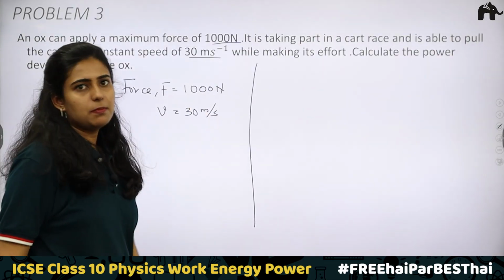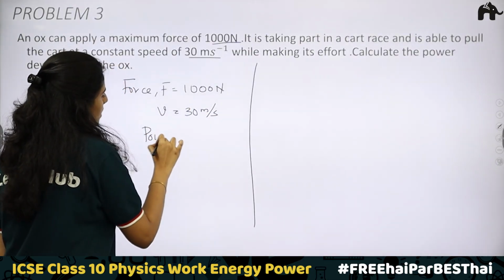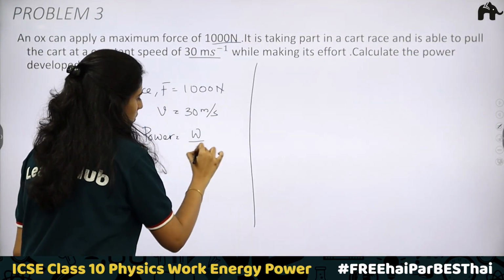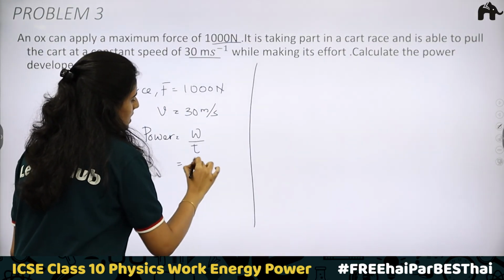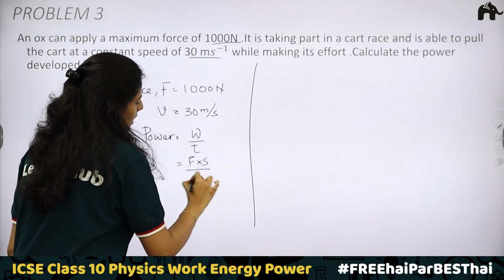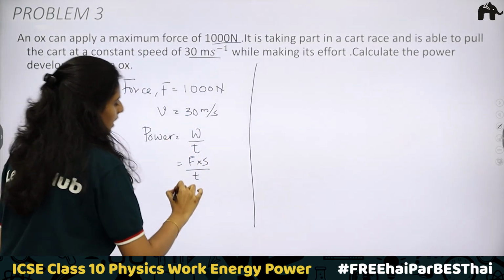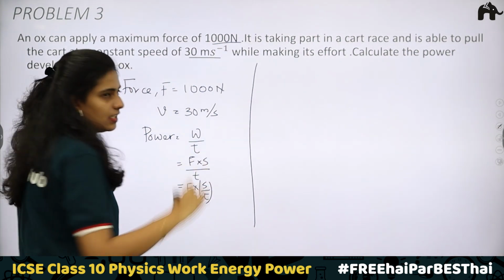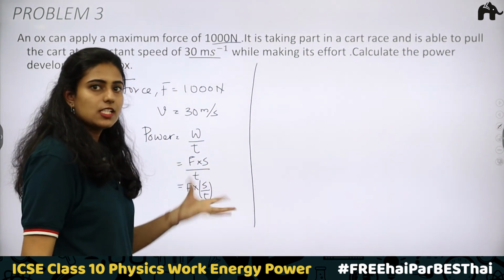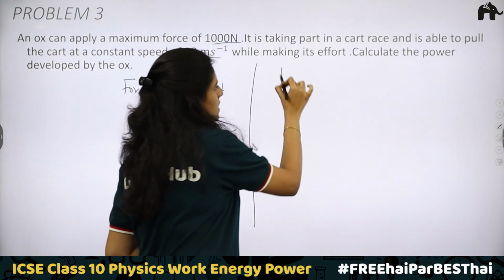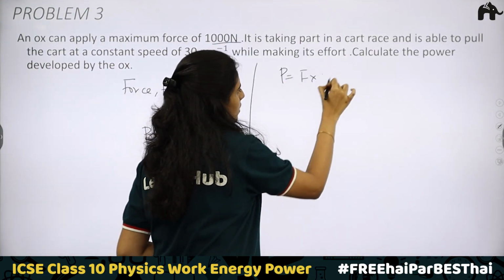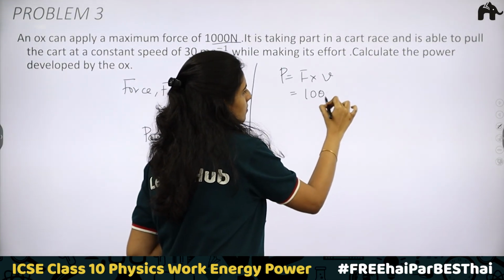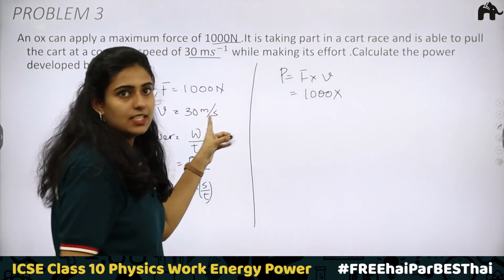Now how to determine power? We have power is equal to work by time. Okay. Work is force into displacement divided by time. Okay. Now force into displacement by time. This can be written like this. What is displacement by time? Displacement by time is velocity, which means power is equal to force into velocity. Just substitute the values. Force is given 1000 Newton and velocity is 30 meter per second.